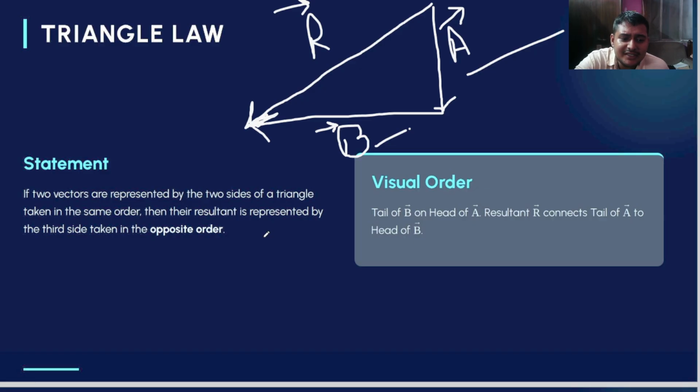It can also be said that if two vectors are taken in the same order and are represented as two sides of a triangle, the third side of the triangle is completed by the resultant and that it is in opposite order.